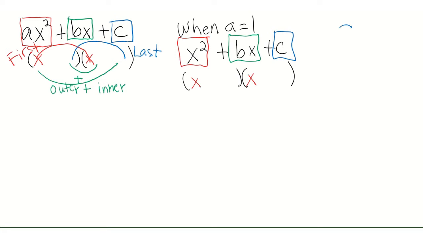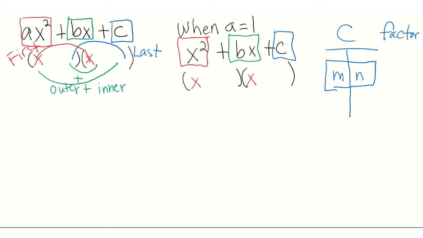So the way that I do that is I'm going to factor my c into some numbers which we'll call m and n, where m times n is going to equal c, and m plus n is going to equal b.